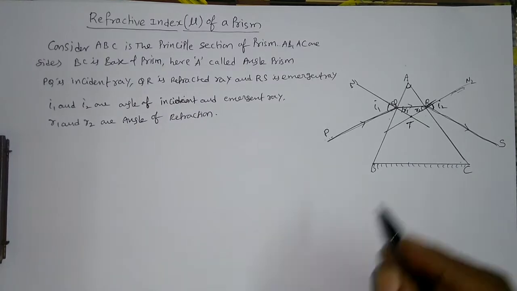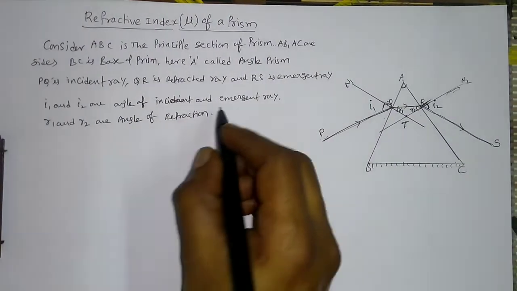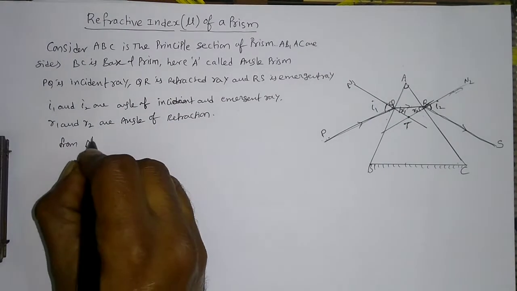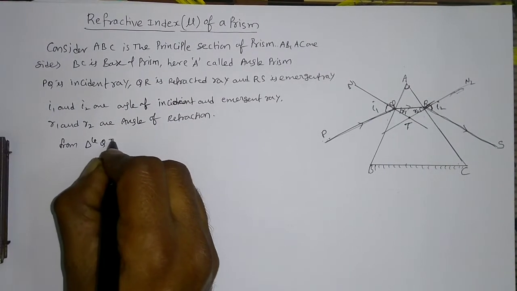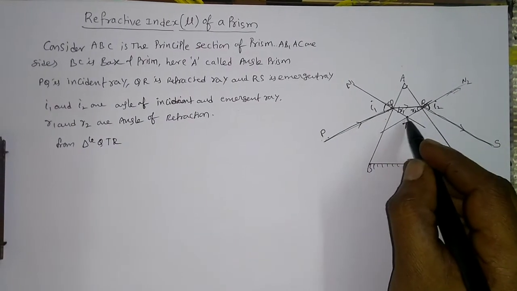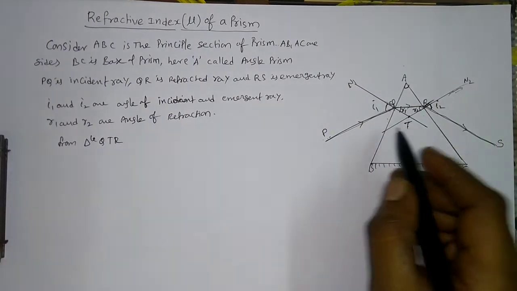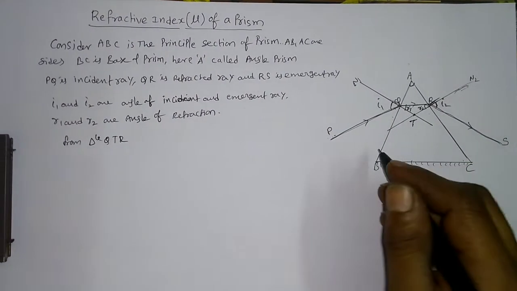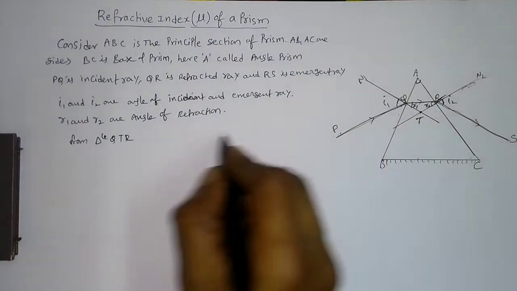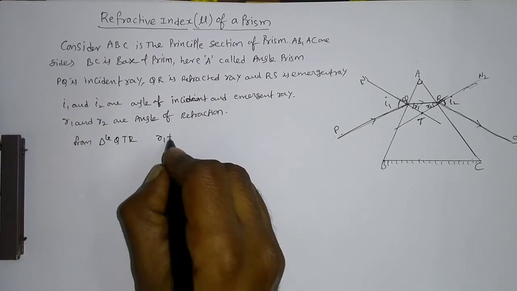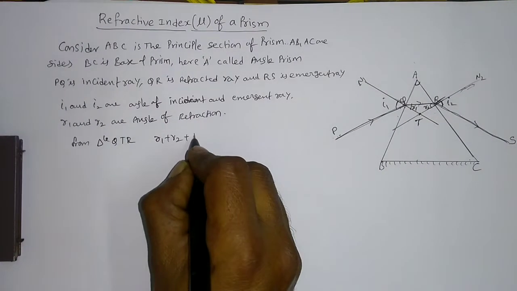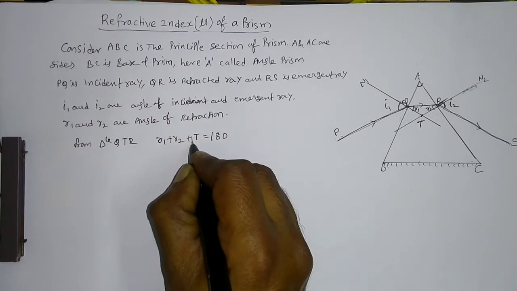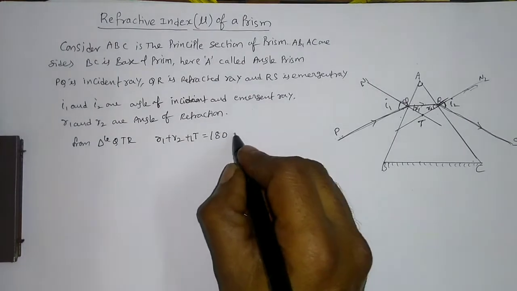Now from triangle QTR, this will be like a triangle. T is the angle here. As we know, the sum of the angles in a triangle is 180 degrees, obviously. That means from the diagram I can write R1 plus R2 plus T, that is angle T, is equal to 180 degrees. Keep this as equation 1.